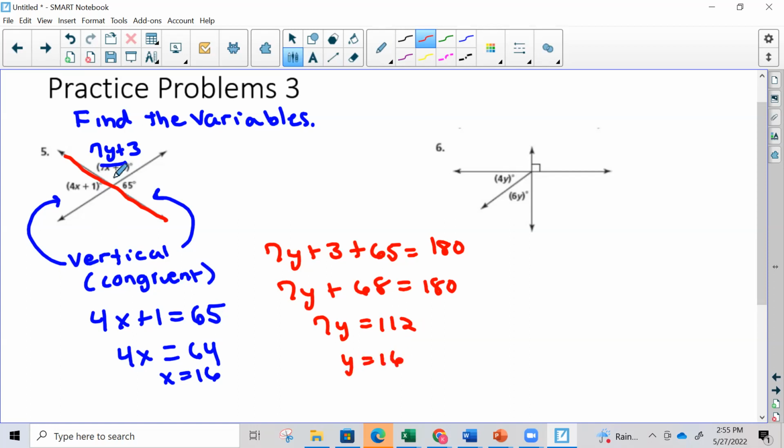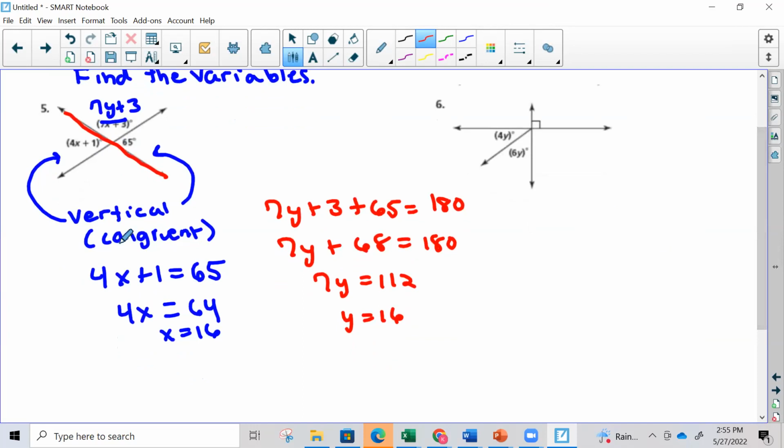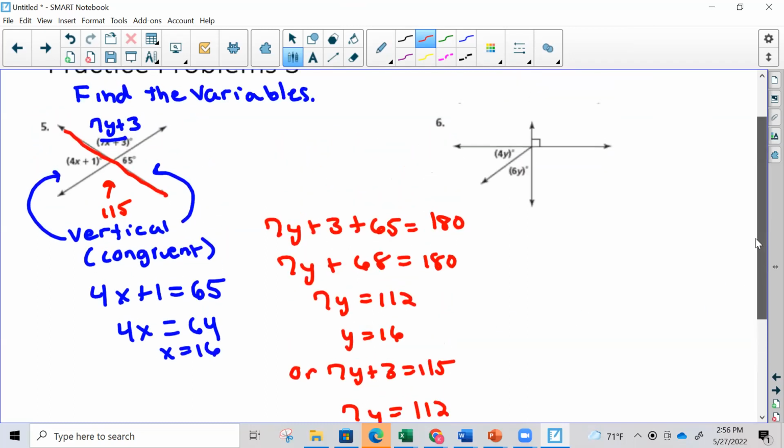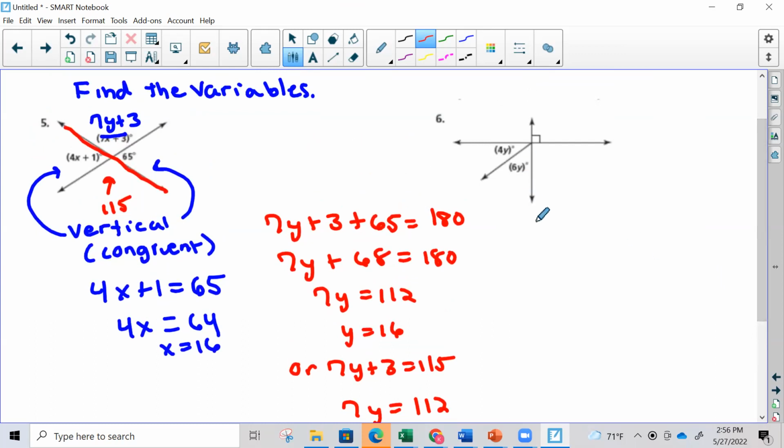Okay, so I guess they could have been the same variable, because you would have gotten the same variable for x. But I just wanted to show you how to do it if these were different variables. The other way you could do it is you could find this angle measure here by doing 180 minus 65, which is 115, because these angles are supplementary. And then you could just set 7y plus 3 equal to 115. And if you do that, you get 7y equals 112 and y equals 16. So that's just the second way to do it. Either way is fine. And so that's question 5.